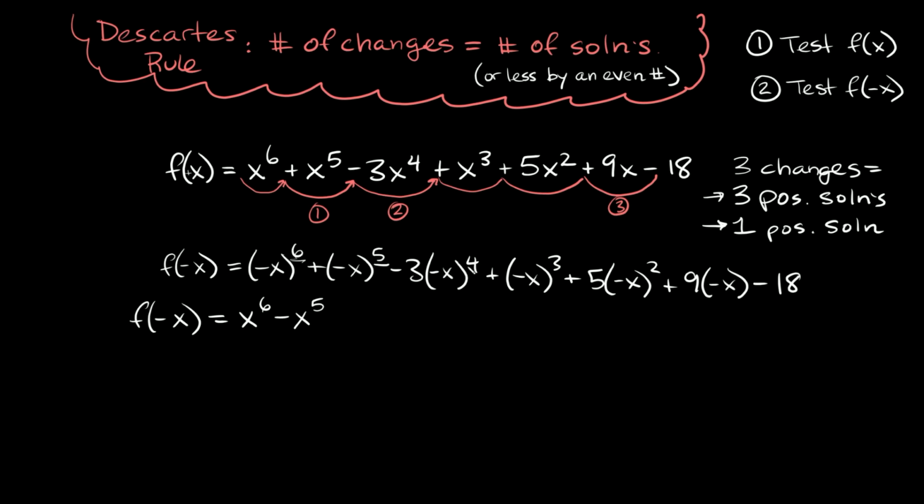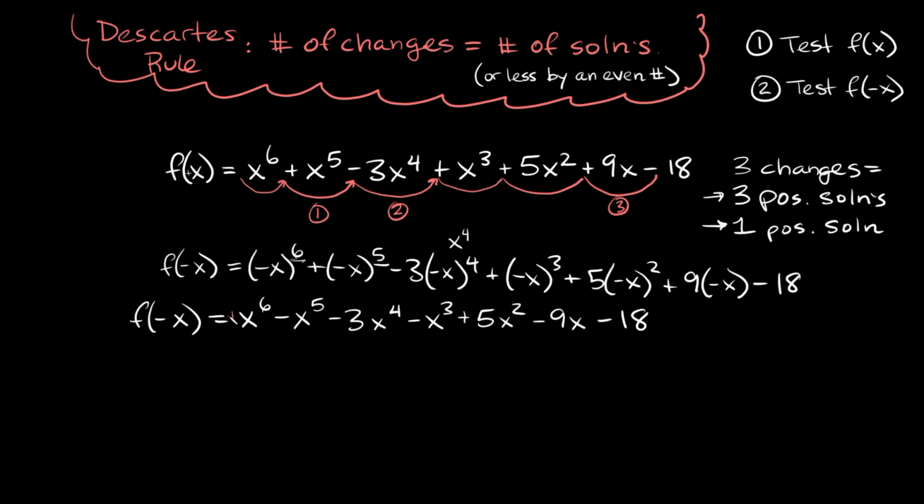Here, negative x to the 4th would be equal to positive x to the 4th. And this times negative 3 is equal to negative 3x to the 4th, right? Here, negative x cubed is equal to negative x cubed. Here, negative x squared is equal to positive x squared, and positive x squared times positive 5 is positive 5x squared. And then here, 9 times negative x is equal to negative 9x, and then negative 18. Okay, so now that we've plugged in our negative x, now we have to check the signs.